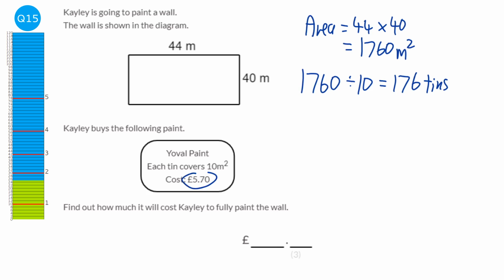And each tin costs £5.70, so it'd be 176 times the 5.7, or you could do it as 570 pence and convert it at the end. And that gives us a price of 1003.2. And so as money, that would be £1,003.20.